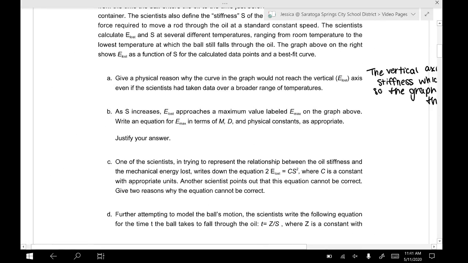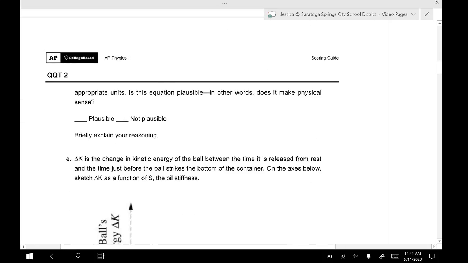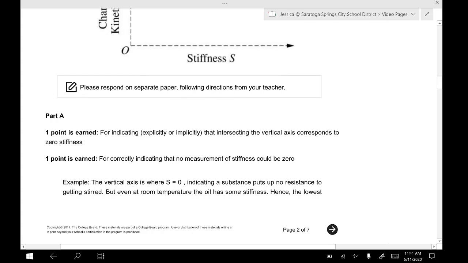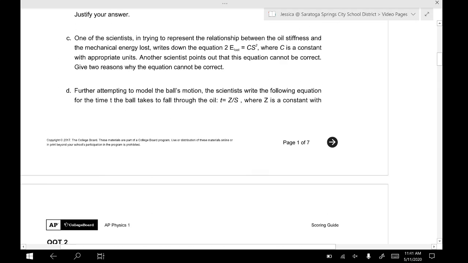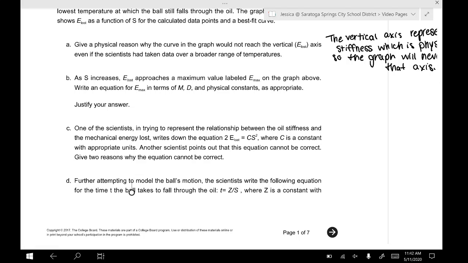Okay, let's check the scoring guide and make sure I got that right. So I get 1 point for indicating that the axis corresponds to zero stiffness, and for saying that no measurement of stiffness could be zero. So I said that. Woohoo! Alright, question B.